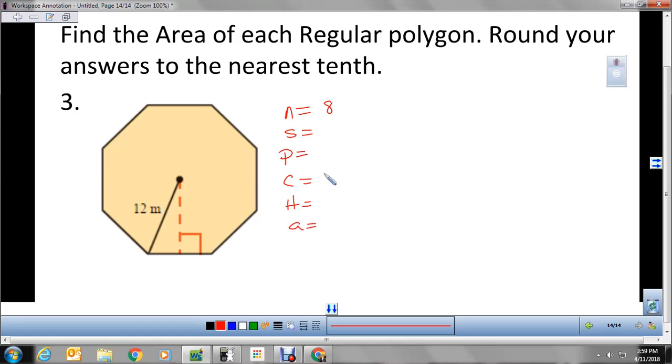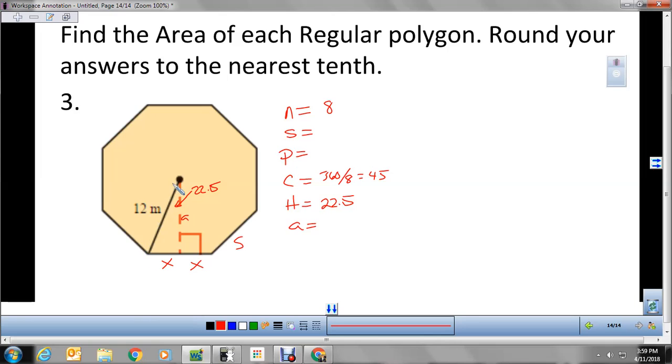So the central angle, as you remember, if we divide 360 by 8, we get 45, and the half angle would be 22.5. So this angle right here is again 22.5. We're going to call this x because it's half of our side length. This side is also x. This is our full side length. It takes 2 x's to equal 1 side length, and this is our apothem.